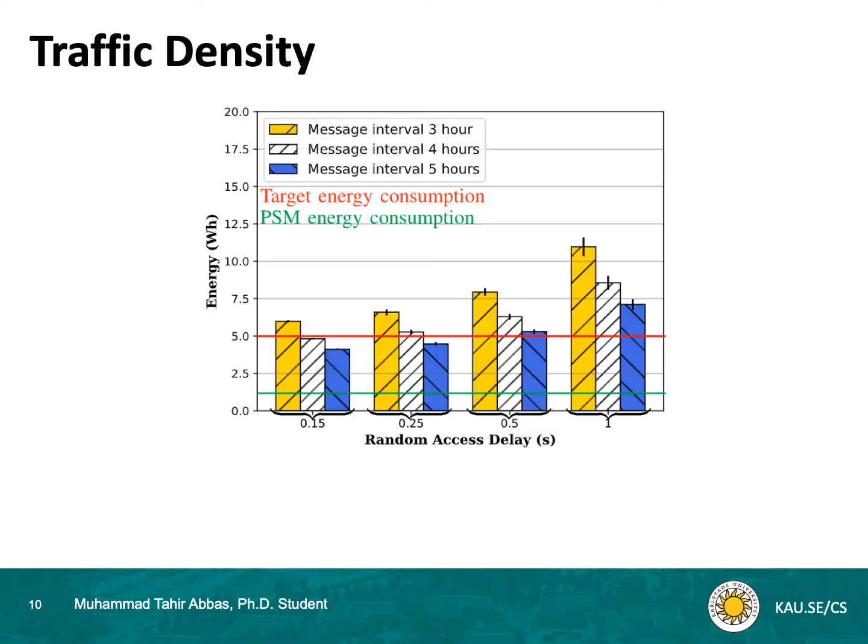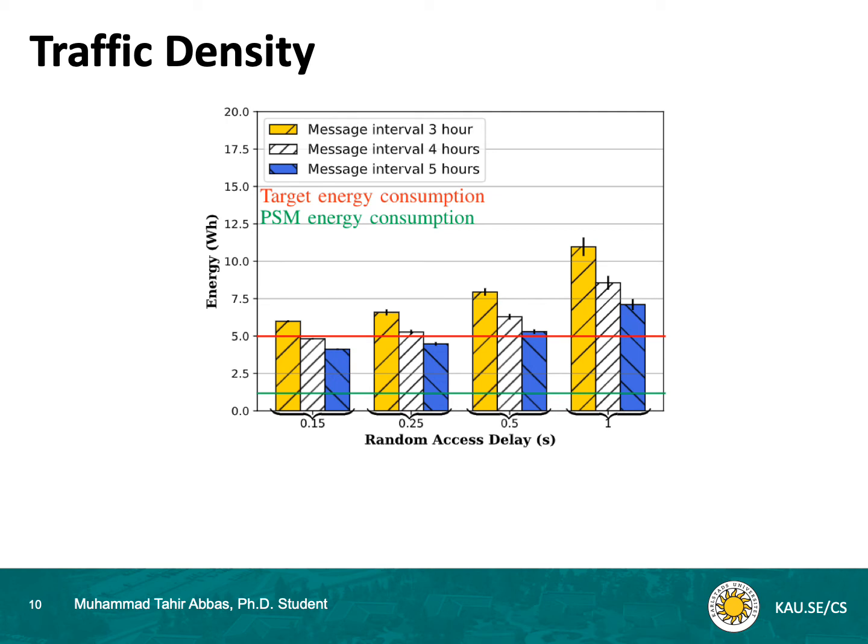This graph shows the energy consumption for a period of 10 years for different traffic densities. In this experiment, we have sent a single message every 3, 4, and 5 hours over a period of 10 years. The y-axis shows the total energy consumed, and the x-axis shows different random access delays. I would like to mention that these delays represent the time required by a device to access physical resources in order to set up a complete radio connection.